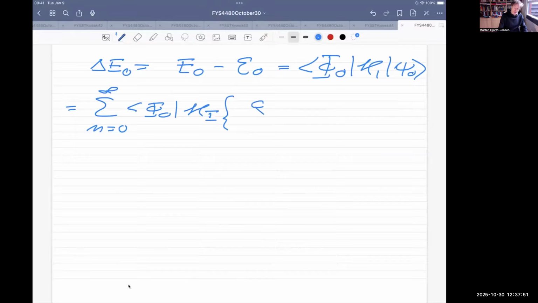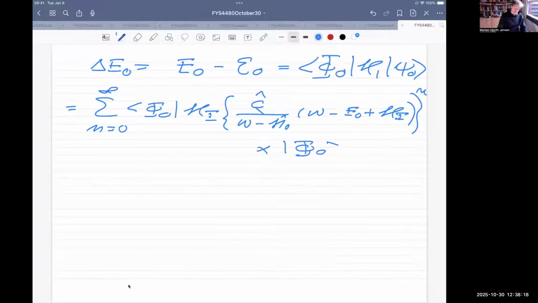So this is going to be an expansion in terms of the energies and the interacting part of the Hamiltonian. So we have omega minus H0, and then we have omega minus E0 plus this H_I, and this term is to the power of n, multiplied with phi 0. So this is the expression which we now are going to look at more closely.